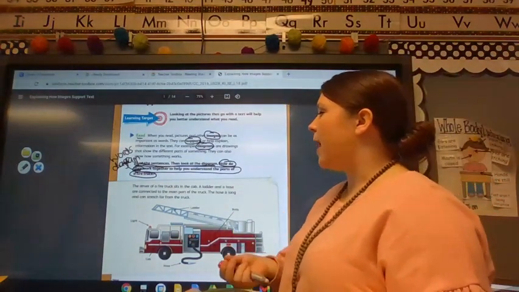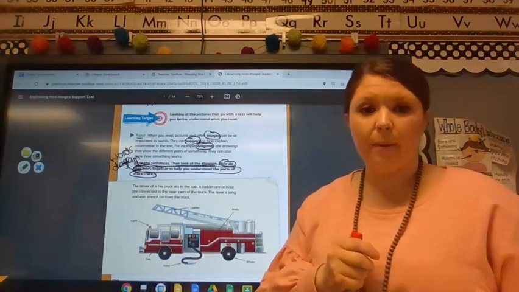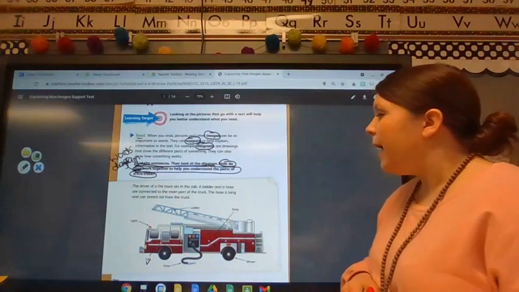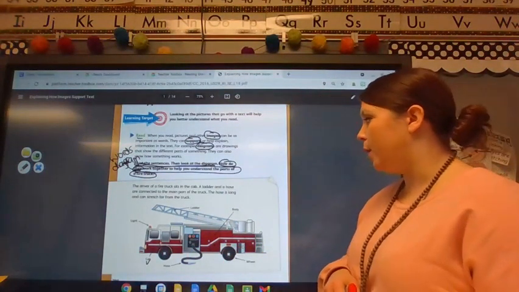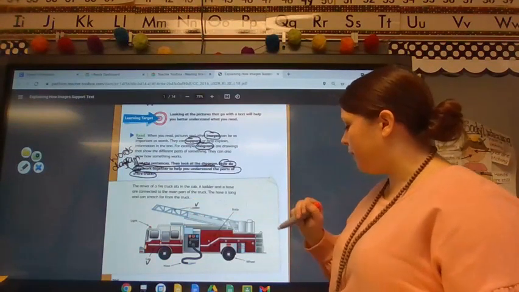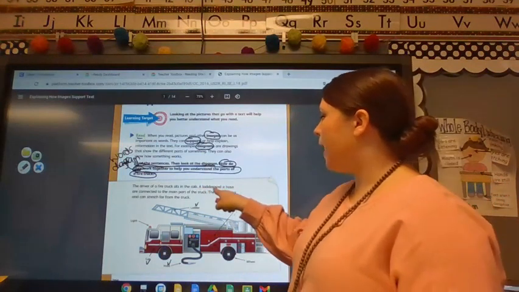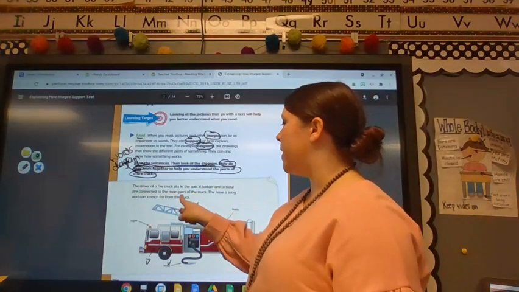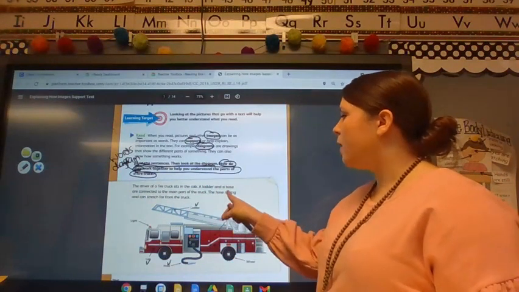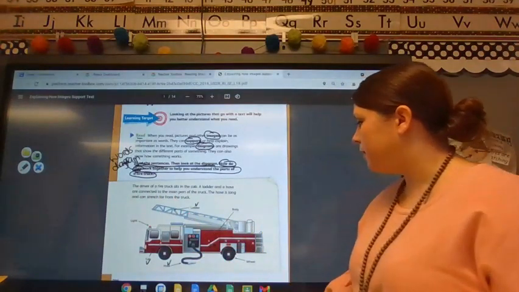The driver of a fire truck sits in the cab. Does the diagram show the cab? Yeah, so I'm going to put a check mark there. A ladder and a hose. Here's the ladder. That was included in the words. Here's the hose. That was included in the words. The ladder and a hose are connected to the main part of the truck. The hose is long and can stretch far from the truck.